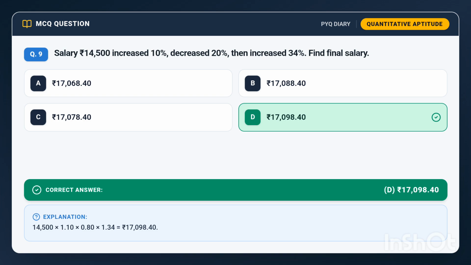Explanation. To find the final salary, multiply the initial amount by the successive percentage multipliers. 14,400 multiplied by 1.10, then by 0.80, and finally by 1.34, which equals $17,098.40. Question number 10. Find additional money gained by changing the investment strategy.